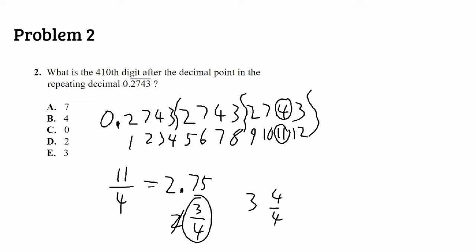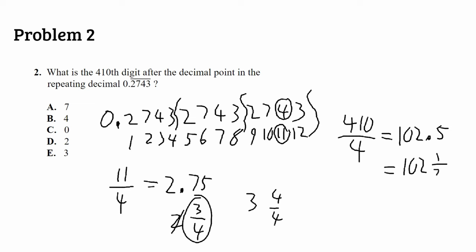So I'm going to do this on a much larger scale with the 410. If I do 410 divided by 4, I get 102.5. This is equal to 102 and 1/2, or 102 and 2/4, because we have those 4 digits. So I know it's going to be the second digit, so our answer here is going to be 7. So our answer here is A.